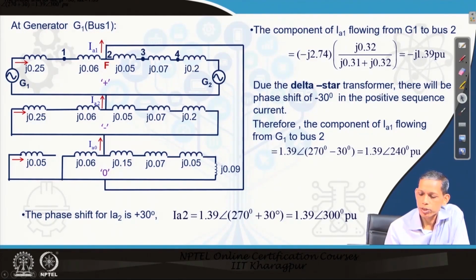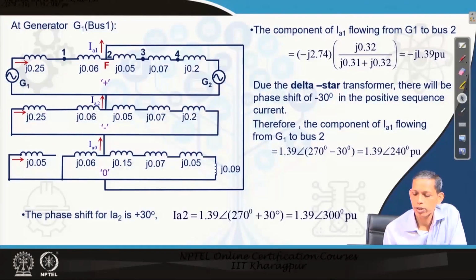For the delta star transformer there will be a phase shift of 30 degree. The transformer on the G1 side is delta on the generator side and star on the other side. As per the analysis and convention, if you are going from low voltage to high voltage, in the positive sequence voltages and currents we have plus 30 degree, and if you are going from high voltage to low voltage it is minus 30 degree. In the negative sequence diagram it is the reverse of the positive sequence.